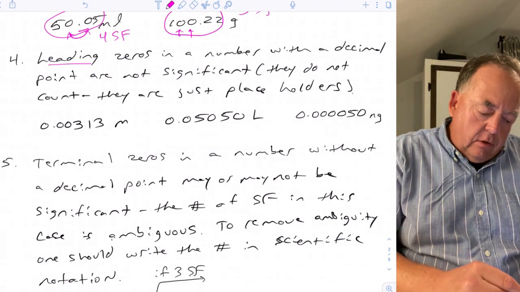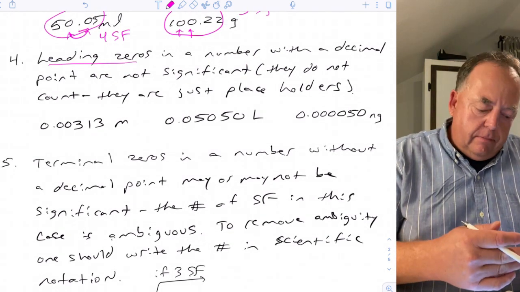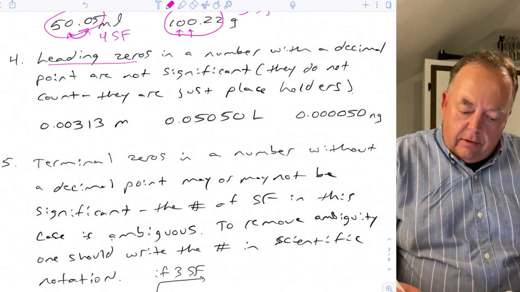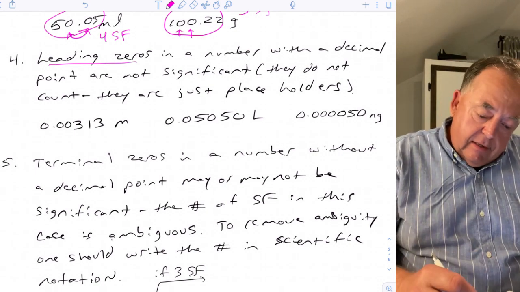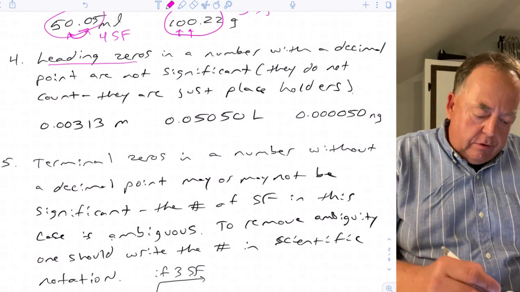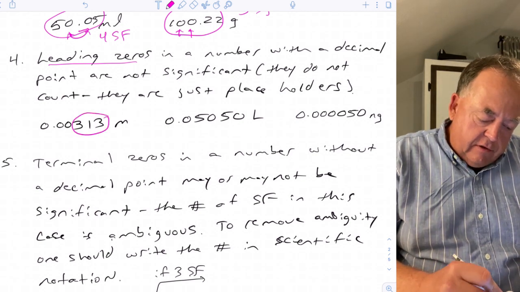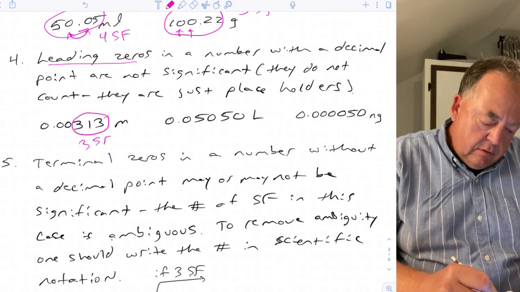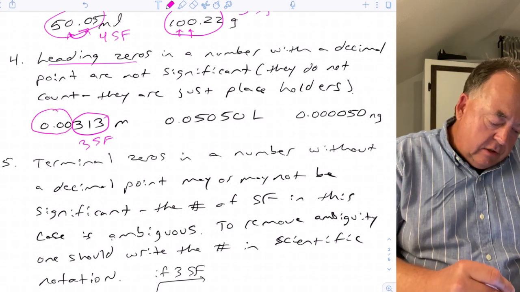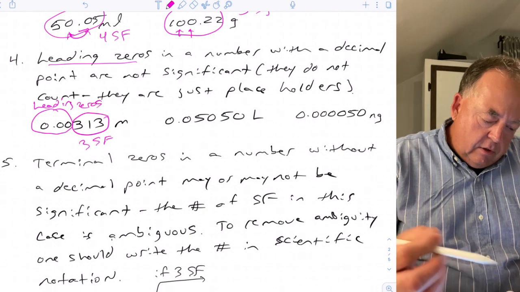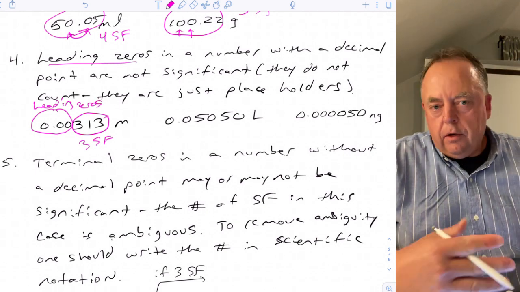Okay, so leading zeros, that means zeros at the start of a number. Those never count. They are simply placeholders. So this would just have 3 significant figures, because these are leading zeros. Leading zeros are all zeros before a non-zero number.